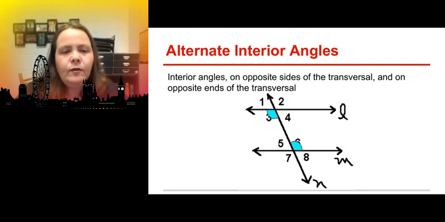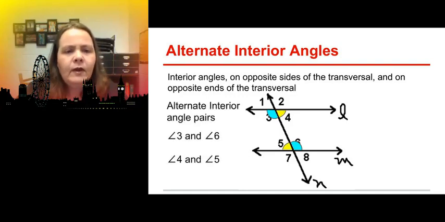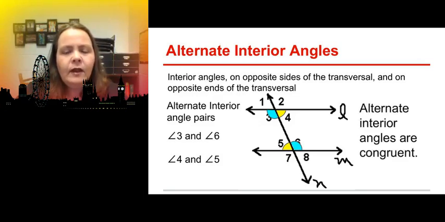Again, angle 4 is on the right of the transversal and at the top, and the angle opposite that, which would be on the left and at the bottom, would be angle 5. So our pairs of alternate interior angles are angle 3 and angle 6, and angle 4 and angle 5. And as you can see by the colored wedges that mark out these angles, alternate interior angles are congruent. That means they have the same measure. If I know the measure of one, I know the measure of the other. And looking at those, we can also see that angle 3 and angle 4 form a linear pair, so angle 3 and angle 4 would be supplementary.